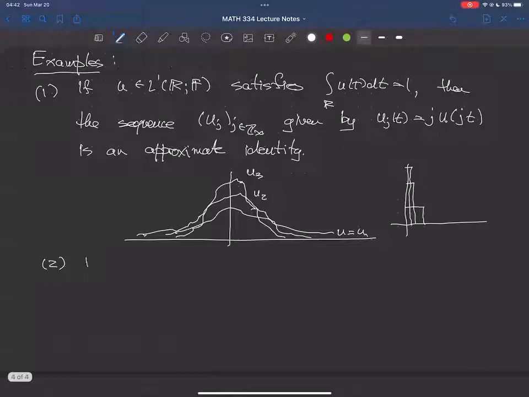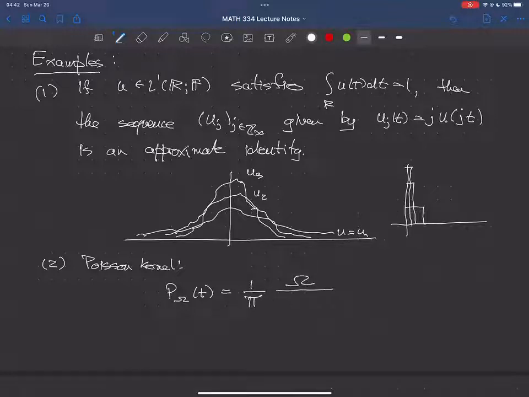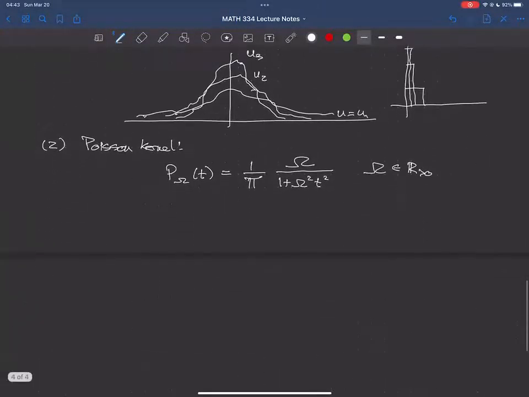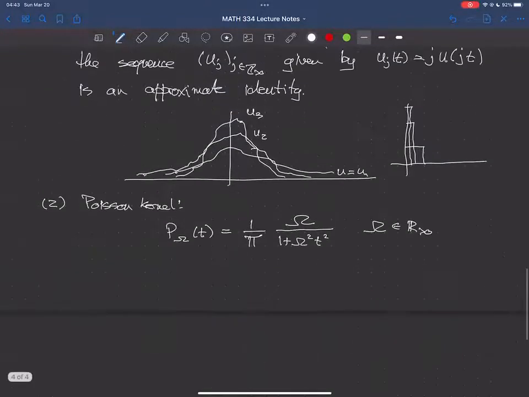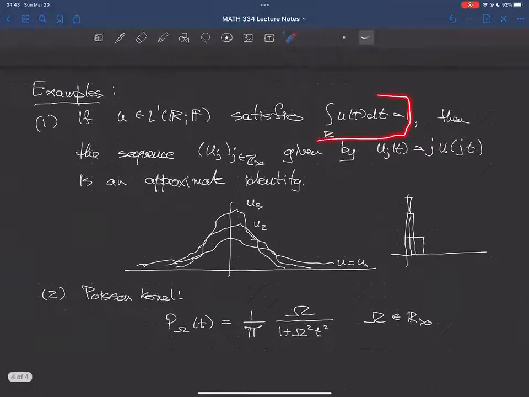Okay, so the first one we're going to look at is what's called the Poisson kernel. The Poisson kernel is a family of functions, and it's going to be defined like this. Here omega is some positive parameter. You can verify that this thing is in L1. It's actually more than in L1, it satisfies this condition.